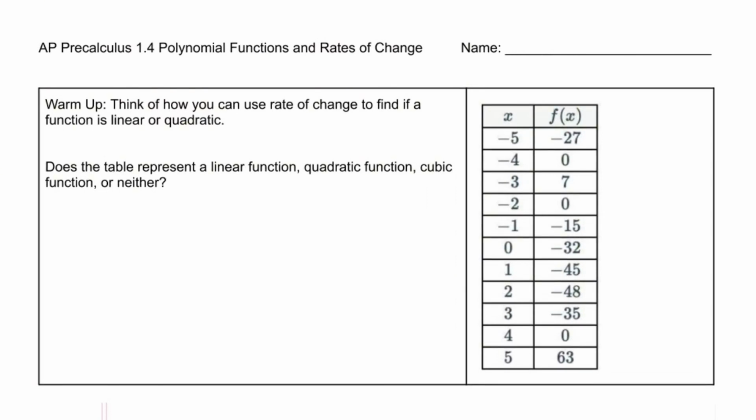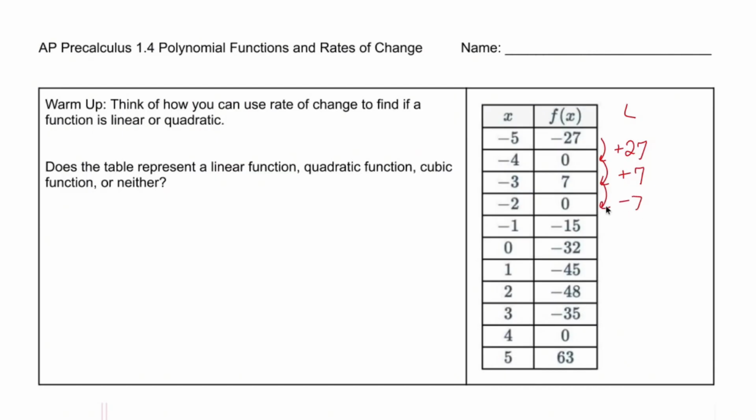Think of how you could use rates of change to find if a function is linear or quadratic. Well, if it's linear, then the rates of change are going to be the same number every time. Now, let's see what happens. So we add 27 to get from negative 27 to 0. We add 7. So right now it's not linear, but we'll keep on going and see what happens.